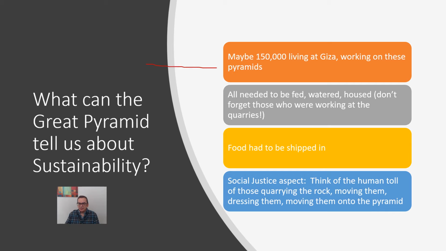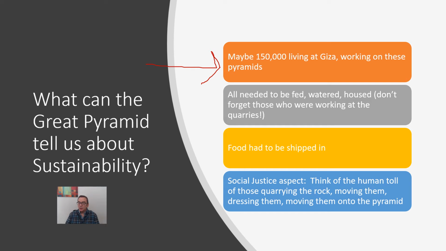Well, we've looked at, or we will look at, a workers' village on who put this Great Pyramid together. And it's thought that maybe 150,000 people total. So that's families of people living there, the workers themselves, all working on the pyramids. Now think about what you have to do to keep those people alive. They have to be fed. They have to have something to drink, probably beer. They have to be housed.